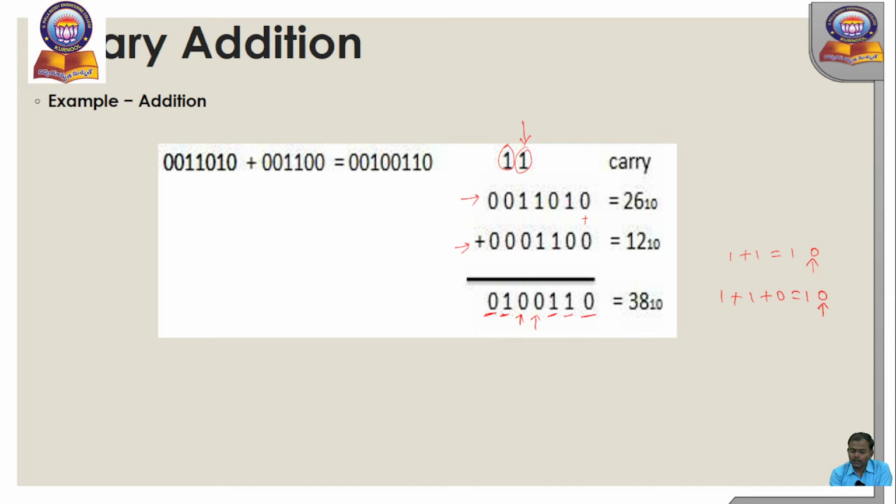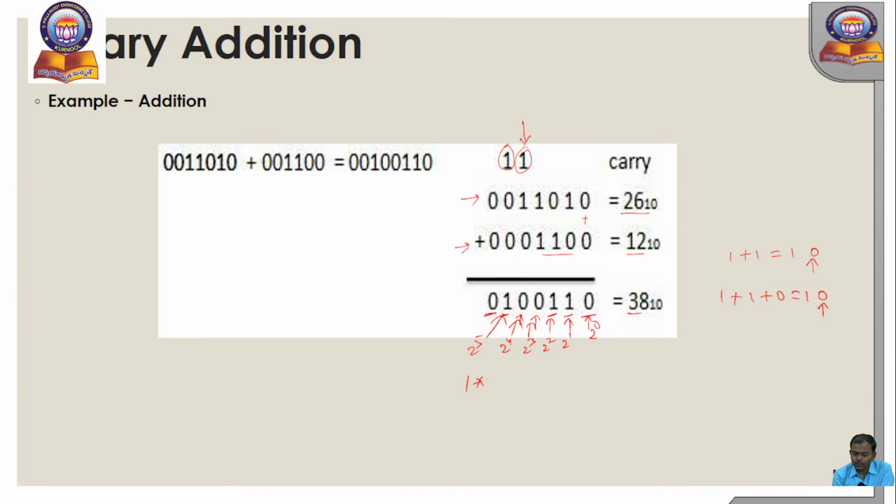So in decimal, this 11010 is 26 and 1100 is 12. If we add, we will get 38. We can also verify whether we get 38. The position weights are 2 power 0, 2 power 1, 2 square, 2 cube, 2 power 4, and 2 power 5.